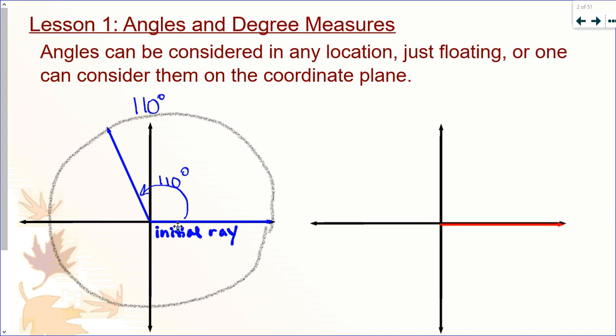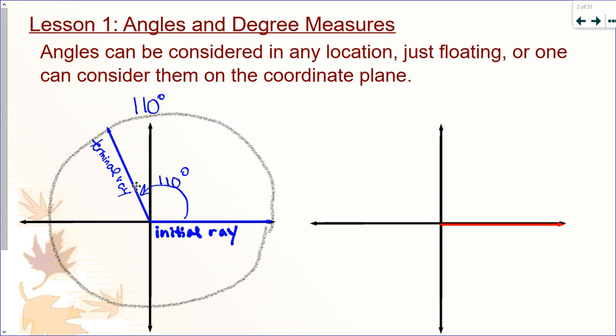So the positive position is counterclockwise, which seems counterintuitive because it's like, well, why would counterclockwise be positive? And I asked a mathematician that once, and he just said, well, clocks are wrong. So yeah, I don't quite get that, but that's what he said. So that's how you rotate in the positive direction. And we have our initial ray. That's where we always start. Where we end is called our terminal ray. So terminal just means ending. So we have our terminal ray and our initial ray.